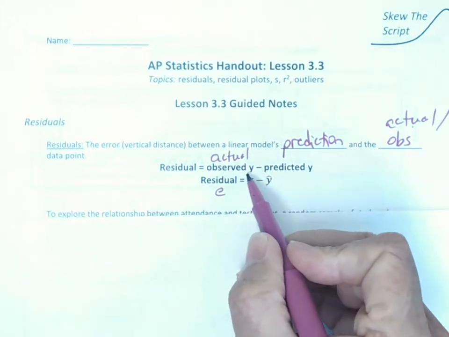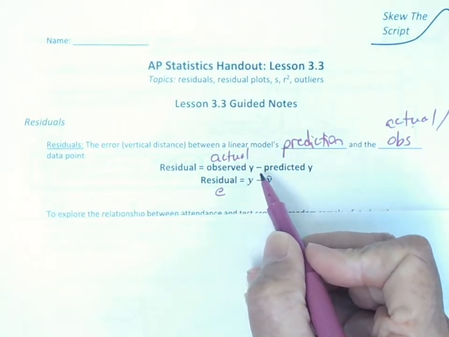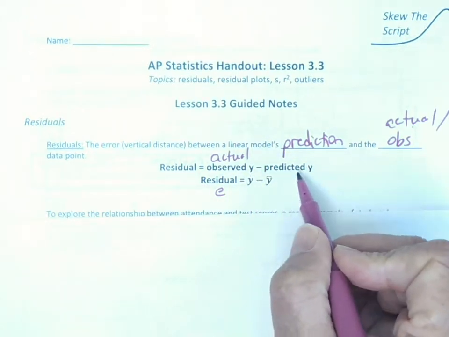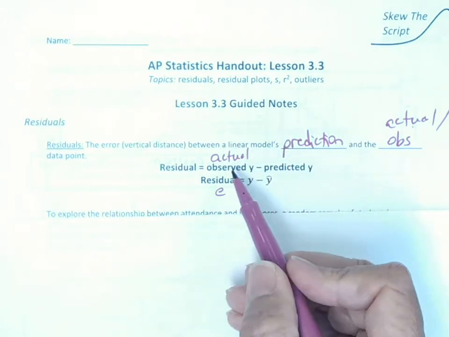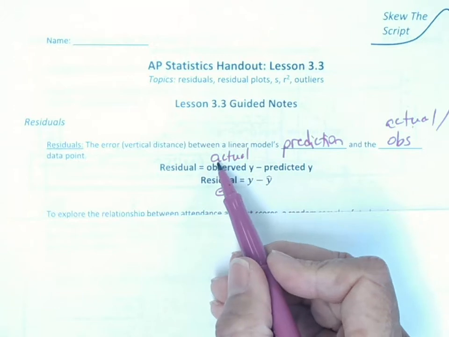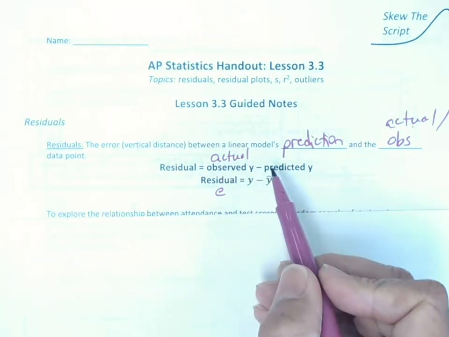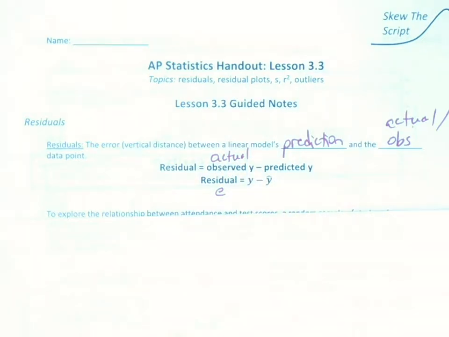So it's the observed value, which we use just the letter y, minus the predicted value. And remember, predicted value is the y with the hat on it. And to keep the order correct, I always think of actual minus predicted, it's AP. So you're in an AP class, so it's actual minus predicted.